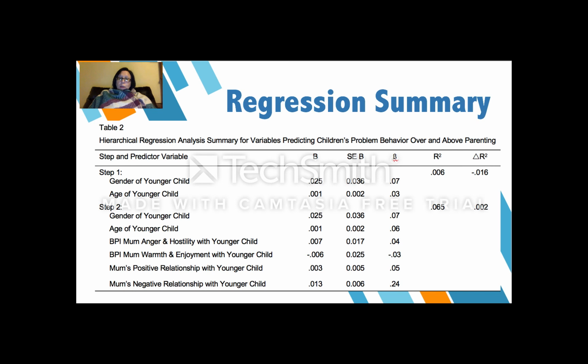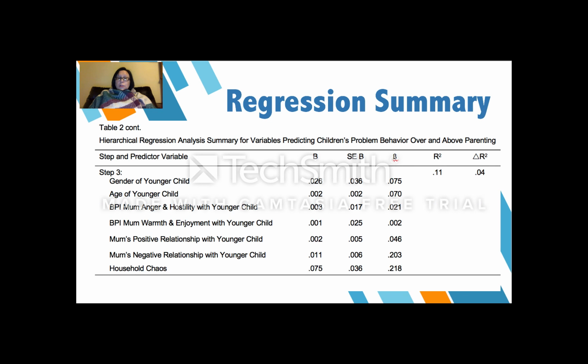And the R-square for the initial model and the change in R-square, which is noted as that triangle R-squared, for each subsequent step of the model are reported in the table. And here's your continuation showing step 3.